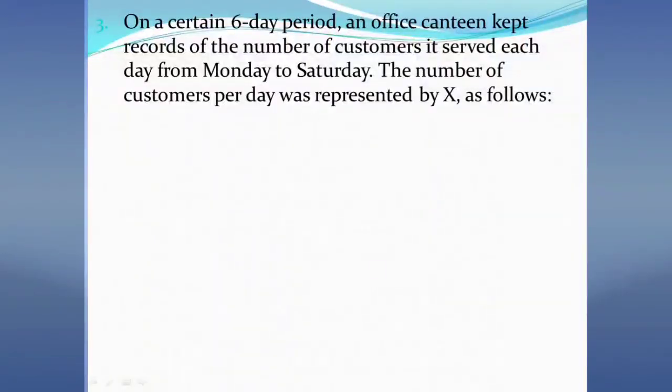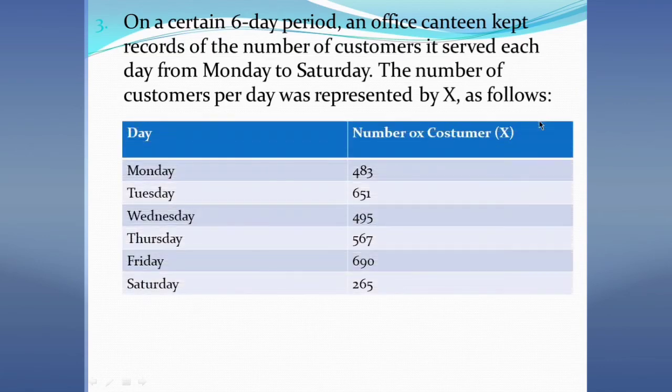Okay, so let's proceed to number 3. On a certain 6-day period, an office canteen keeps records of the number of customers it served each day from Monday to Saturday. So, the number of customers per day was represented by X as follows. Okay, so ito po yung table natin. So, we have Monday, Tuesday, Wednesday, Thursday, Friday, and Saturday. So, for the number of customer X, so recorded po to.